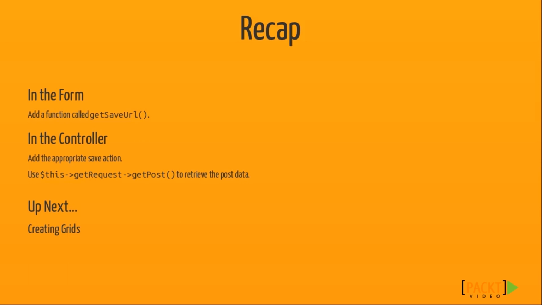So let's recap. In order to process data posted to our form, we had to add a getSaveURL function to our form block. Then we had to add the appropriate save action in the controller, where we could use the getPost function to retrieve post data and save it to our model. Coming up in the next video, I'm going to show you how you can list all of the models stored in your database in a Magento grid, so stay tuned.